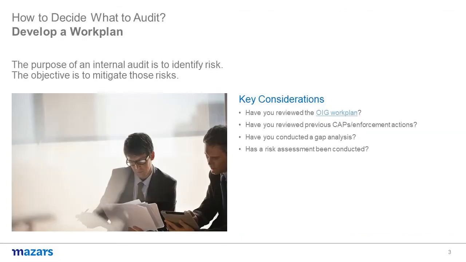How to decide what to audit. Before you begin, you need to develop an audit work plan. In order to do this, you need to be familiar with the Department of Health and Human Services Office of Inspector General work plan. It's strongly recommended that internal auditors review the OIG work plan and conduct internal audits by integrating the OIG recommendations into their audit process. You should also consider previous corrective action plans and/or enforcement from state and federal agencies.